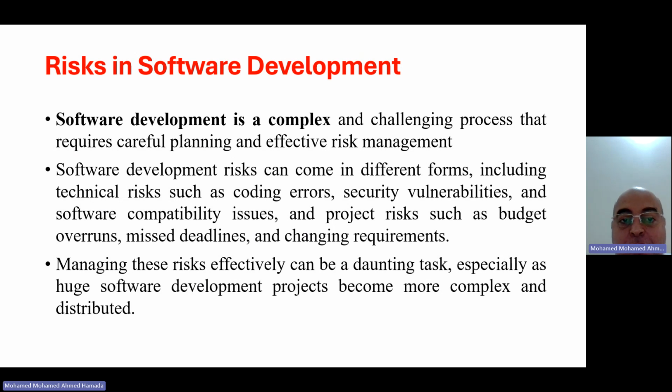Regarding the risk in software development, all of us know that software development is a complex and challenging process that requires careful planning and effective risk management. Software development risk can come in different forms, including technical risk, such as coding errors, security vulnerability, and software compatibility issues, and also project risk, such as budget overrun, missed deadlines, and changing requirements during the project implementation. Managing this risk effectively can be a daunting and problematic task, especially in a huge software development project. It will become more complex and distributed.